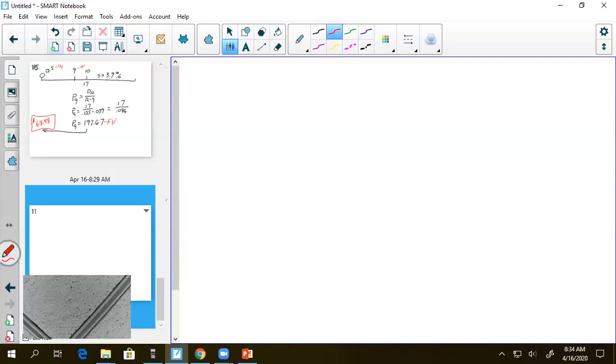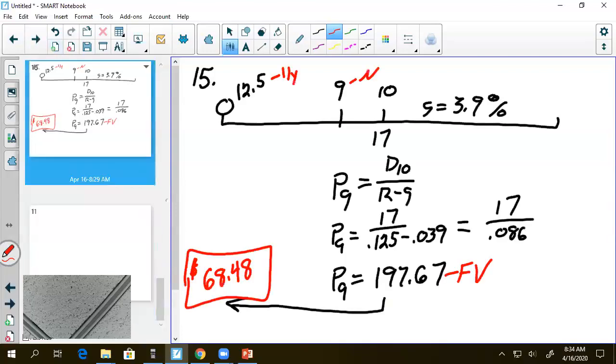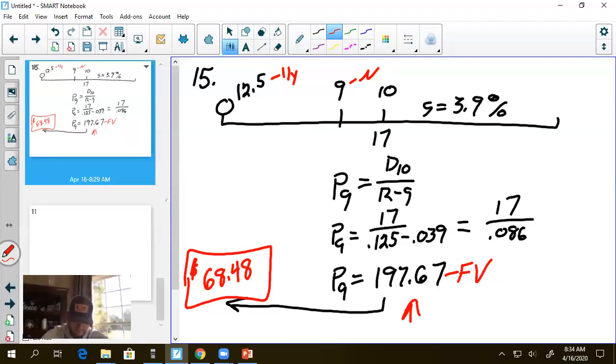So any questions on anything that we've done so far? Nothing? Everybody's good? What was the answer for the present value on the last one? I didn't hear it. 68 right here, Colin, I'm sorry. Right there, 68.48. Were you with us when we solved for the price right there, the 197.67? Yeah, I was there, but then I went back and did it, and I'm not getting the right answer.